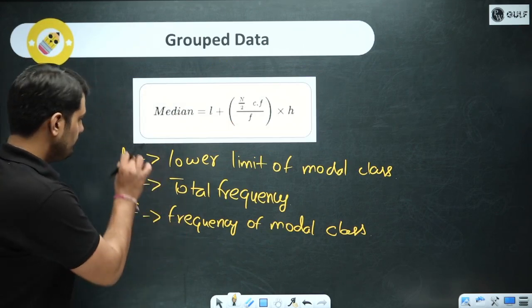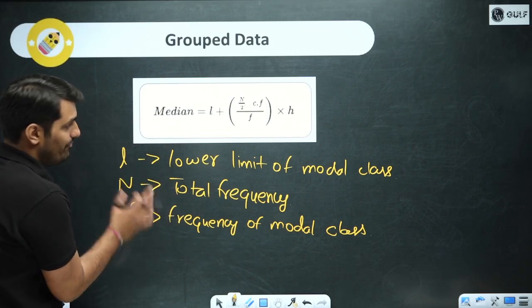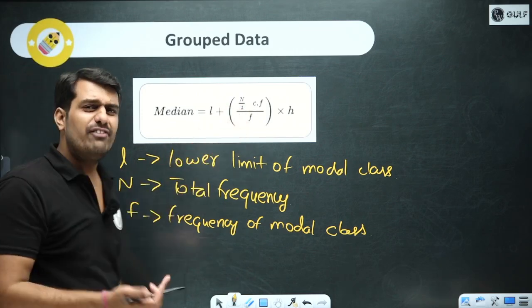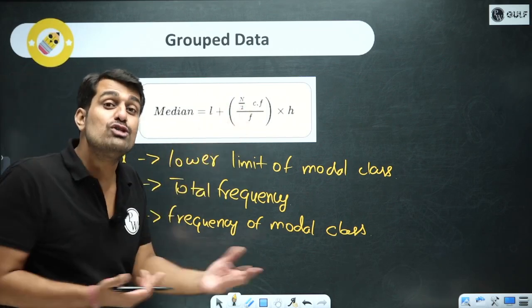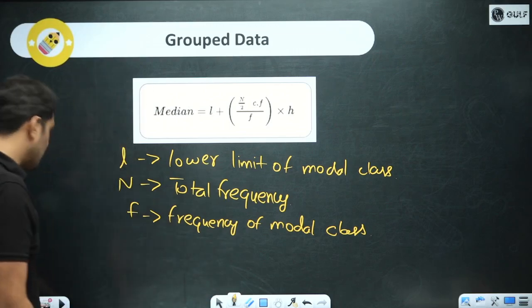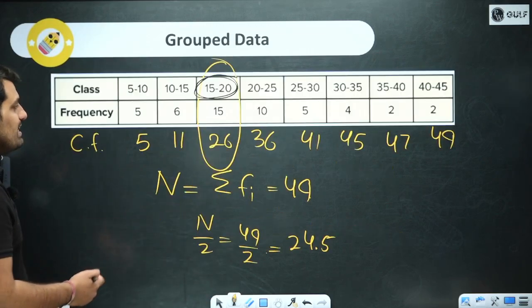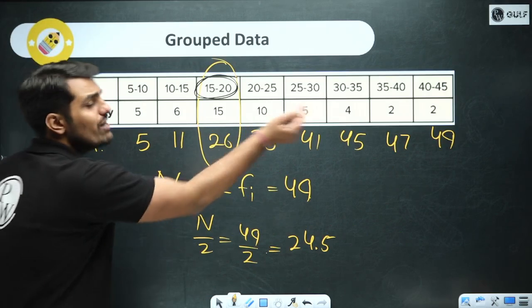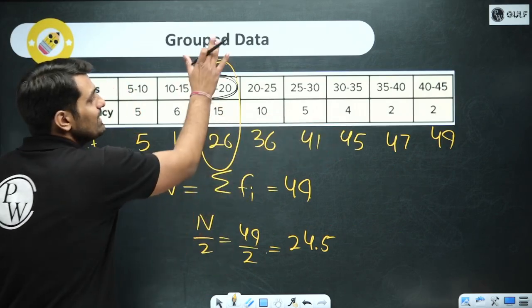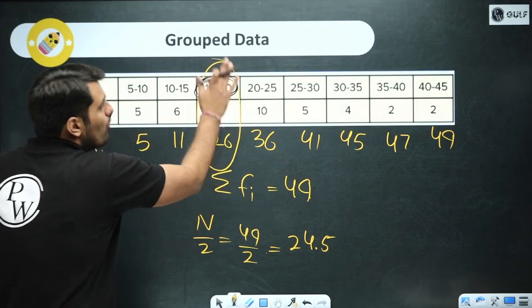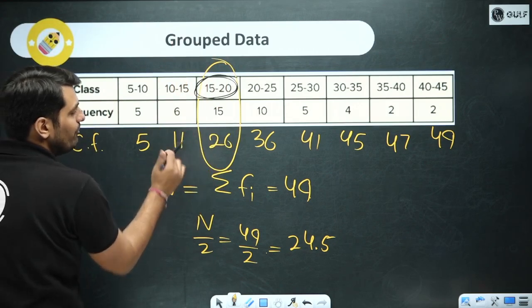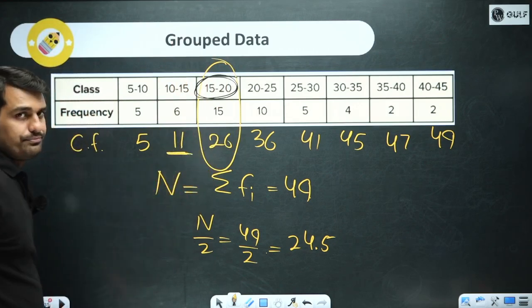Alright. L done, N done, F done. What is CF? CF is cumulative frequency. We have just now calculated, but which one are we going to consider? Over here, all of them are representing cumulative frequency. If this is your class interval, then before this class interval, whatever is the cumulative frequency, that is what you are going to consider.